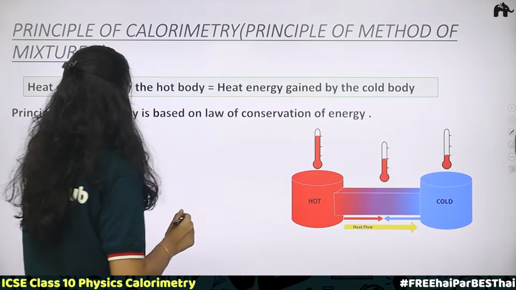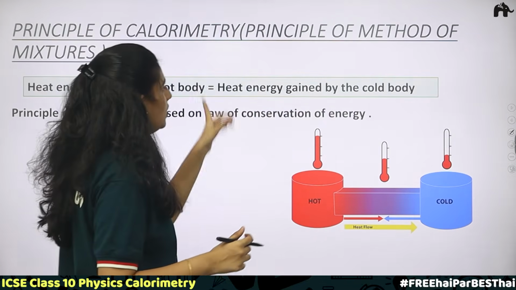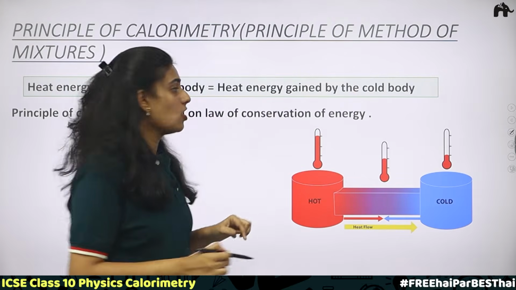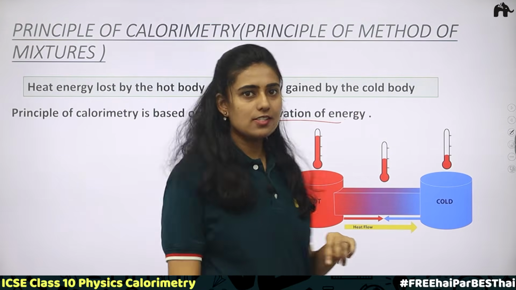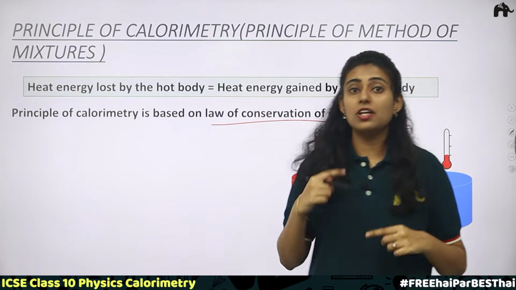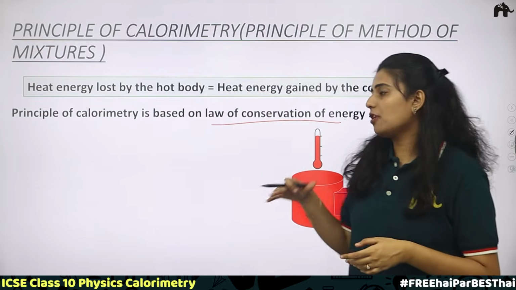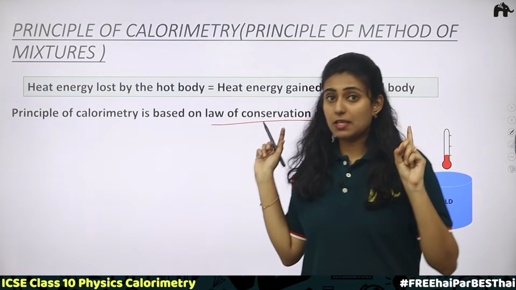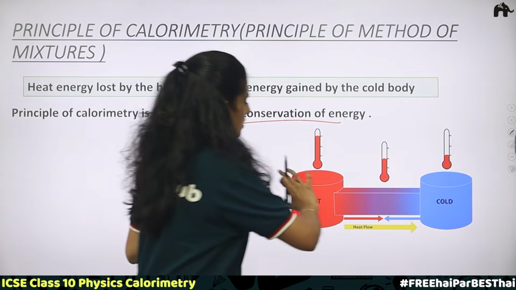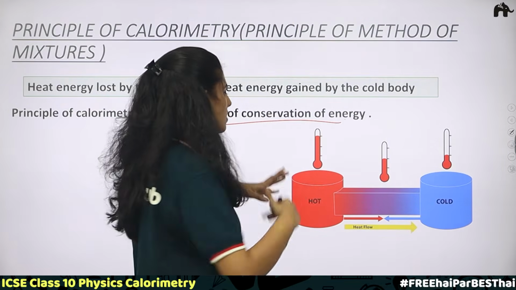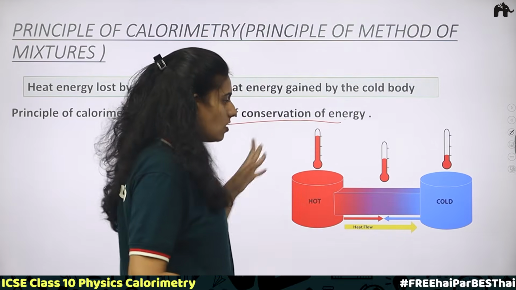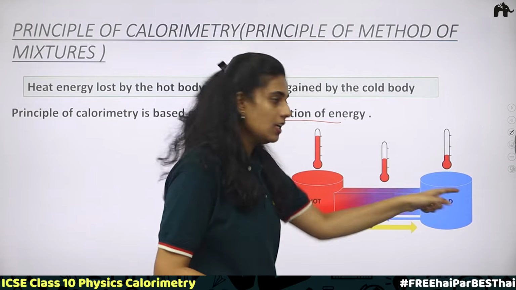The statement is: heat energy lost by the hot body equals heat energy gained by the cold body. And remember, this principle is based on the law of conservation of energy. What is the law of conservation of energy? Energy can neither be created nor destroyed, but can only be changed or transformed from one form to another. So the important condition is that heat is not lost to the surroundings. In this system, if heat is not lost to the surroundings, then the heat energy lost by the hot body will be equal to the heat energy gained by the cold body.